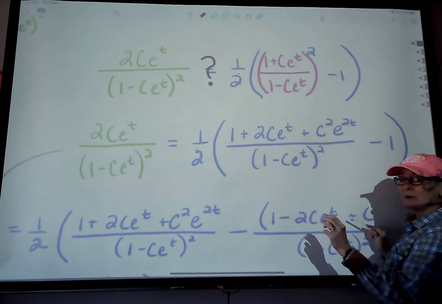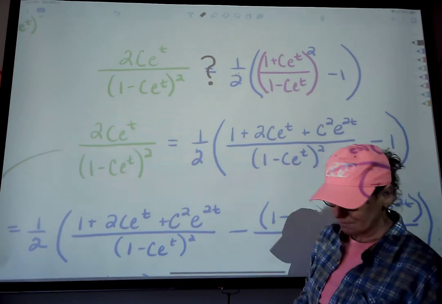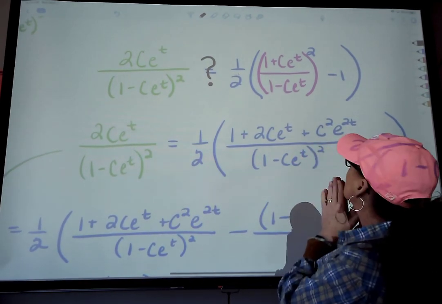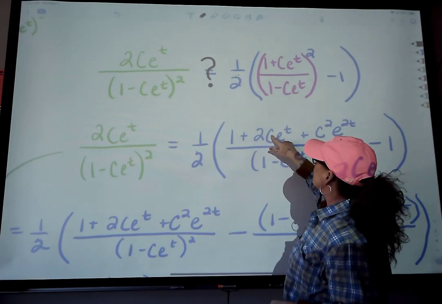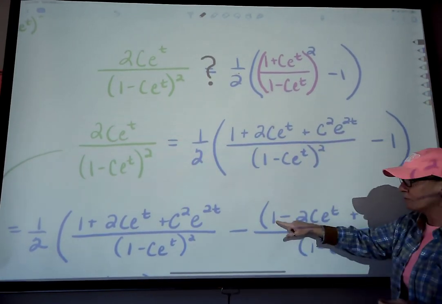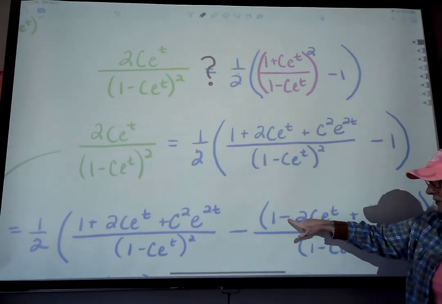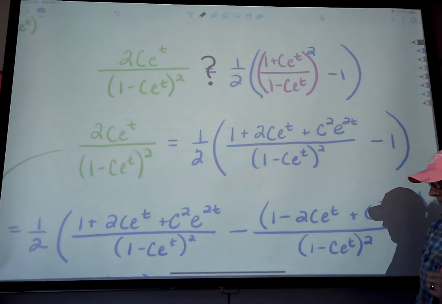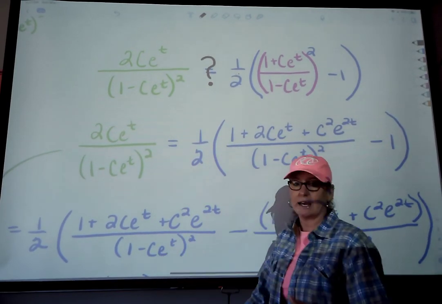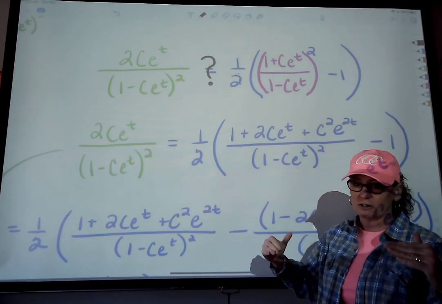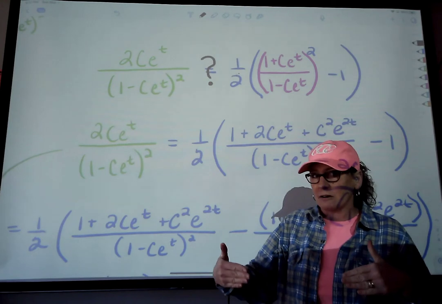This was the same thing, but I did FOIL it, right? And look. Remember what it looked like when you FOILed 1 plus c e to the t? Now I'm FOILing 1 minus c e to the t. And the only thing that's different is my middle term becomes negative. So I have a common denominator. Again, I hope that you pause this video and try to do this on your own instead of just copying down everything I have. You need to get better at algebra.